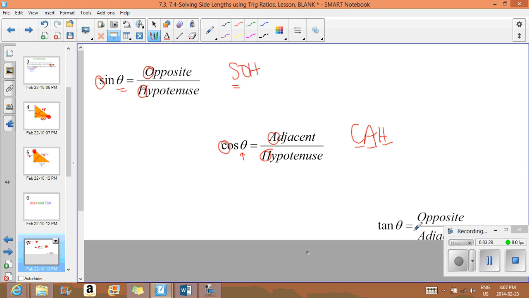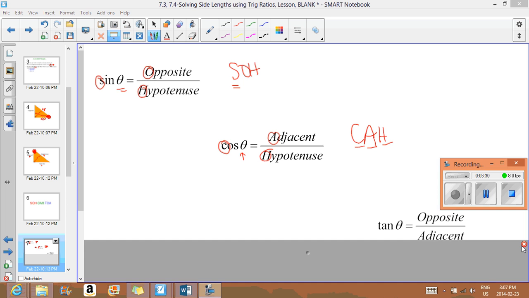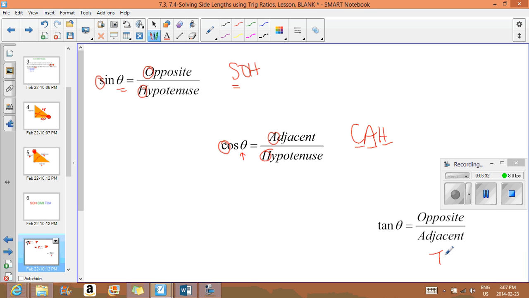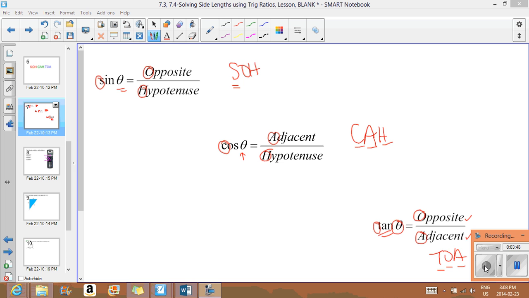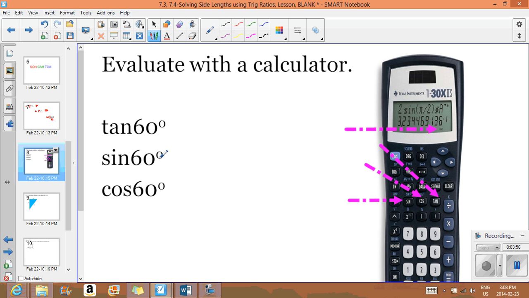For tan, this is the TOA part. We have tan equals opposite over adjacent. Notice again, tan equals opposite over adjacent. These are different things that you can substitute in: opposite, adjacent, or the angle. The tan is the button on your calculator. As long as you can remember SOHCAHTOA and how each of those components should be written, you should be good to go. Now we're going to look at a calculator.